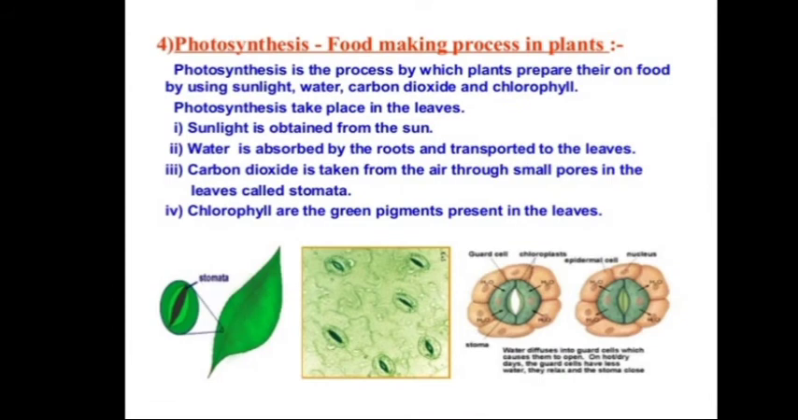Photosynthesis is the food making process in plants. Photosynthesis is the process by which plants prepare their own food by using sunlight, water, carbon dioxide, and chlorophyll. Photosynthesis takes place in leaves. Sunlight is obtained from the sun. Then water is absorbed by the roots and transported to the leaves. Then carbon dioxide is taken from the air through small pores in the leaves called stomata. Chlorophyll is a green pigment present in leaves.